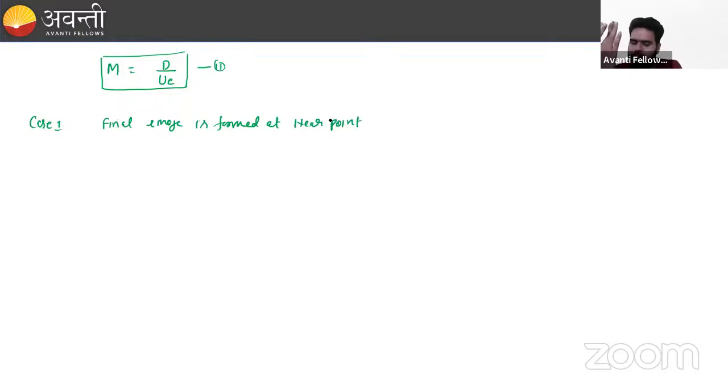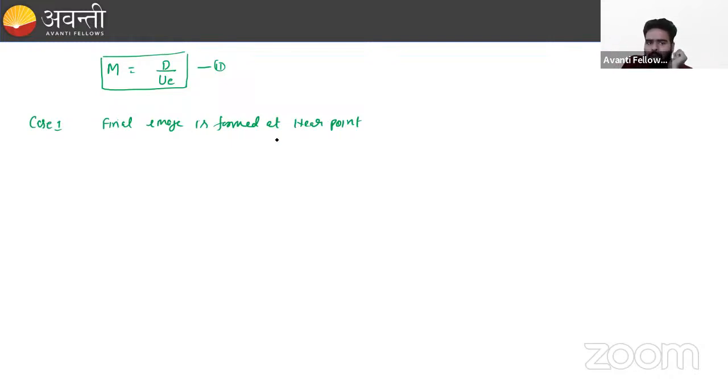Suppose we put our object at 25 centimeter and we continuously watch the object for 4 to 5 hours, 6 hours, for a long time. What will happen? We feel strain in the eye. If we put our book at 25 centimeter and we continuously study for a long time, what do we feel? We feel strain in the eye.